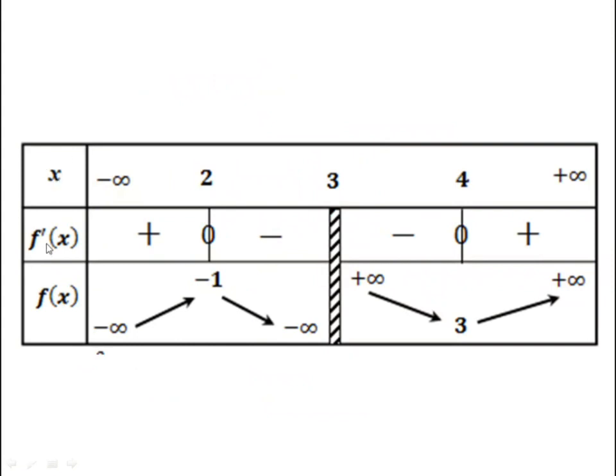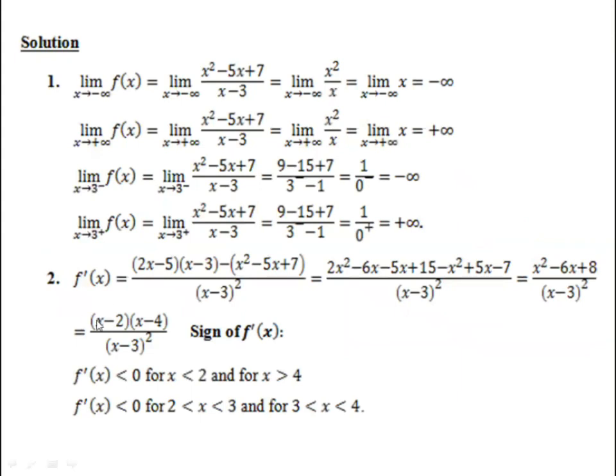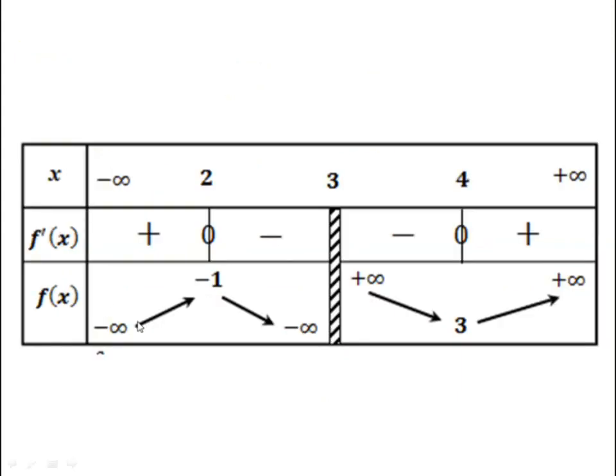We put x, f prime of x, and f of x. Then we put the domain from minus infinity to plus infinity, but 3 is not included in the domain, so we will put a dashed bar. Then we will put the numbers that vanish the derivative, which are 2 and 4. We put zeros here because 2 and 4 vanish f prime of x, or f prime of 2 equals f prime of 4 equals 0.